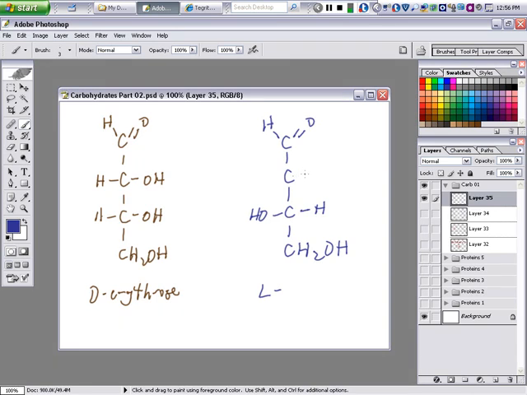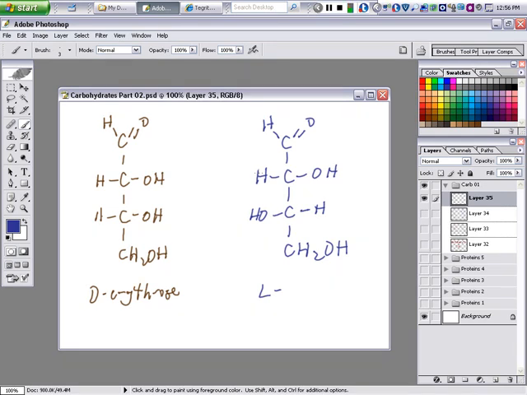Now I'm going to draw something here. Okay. So now, what is the name of this compound here? L-erythrose. Does that make sense? That's not right. And now I'm going to explain to you all why it looks like it should be.